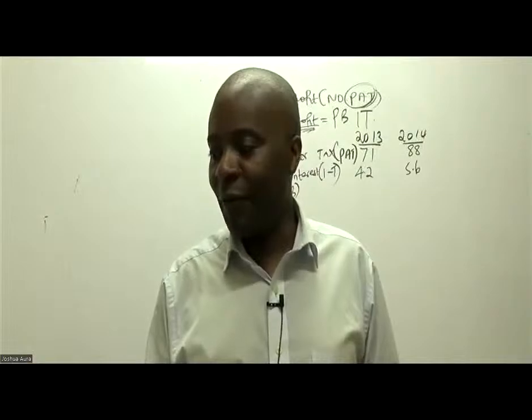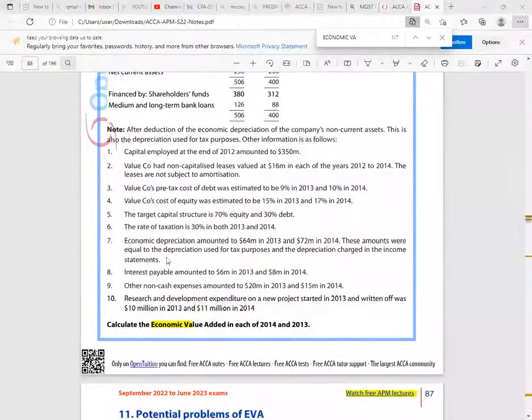Great. Ladies and gentlemen, from there, we got the next one. So number 3, value company's pre-tax cost of debt was estimated at this. This will help me to calculate WACC. The same case with note number 4, the same case with note number 5. Number 6, I've seen where I'm using it.